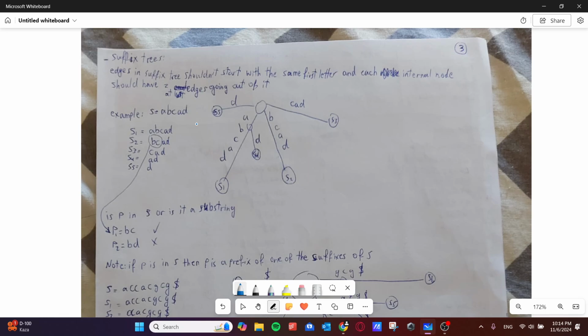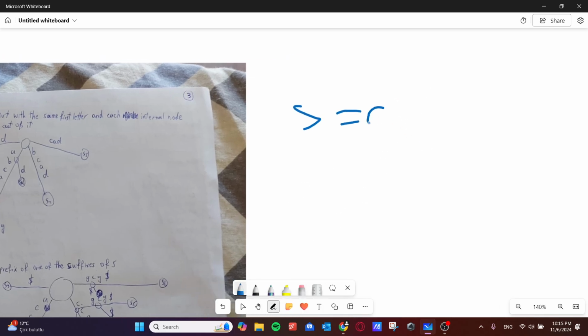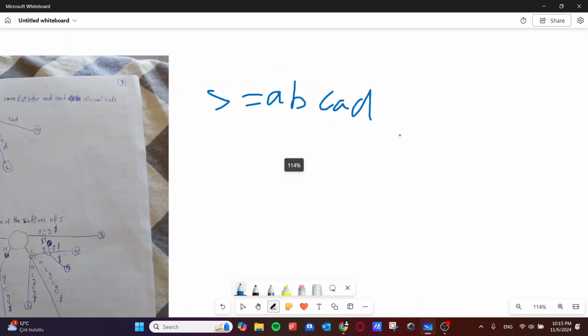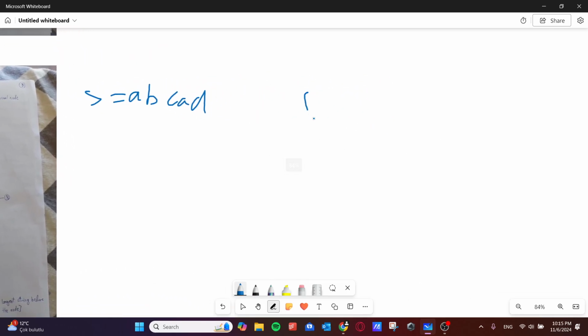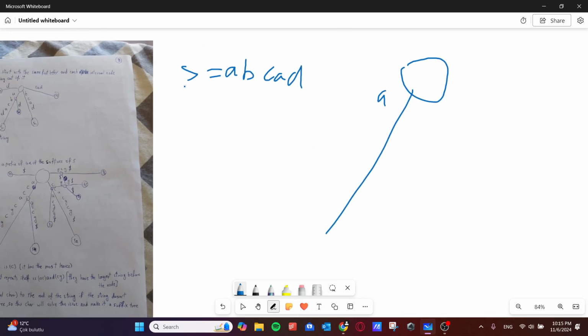So he will give us the string A, B, C, A, D. He will tell us to draw the suffix tree. So let's start. First of all, we will write the suffixes. The number of suffixes depends on the number of characters. Here we have 5 characters, so it's 5 suffixes.